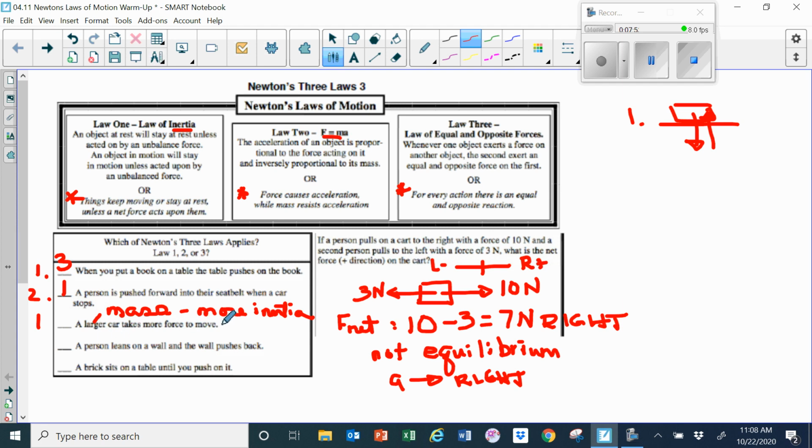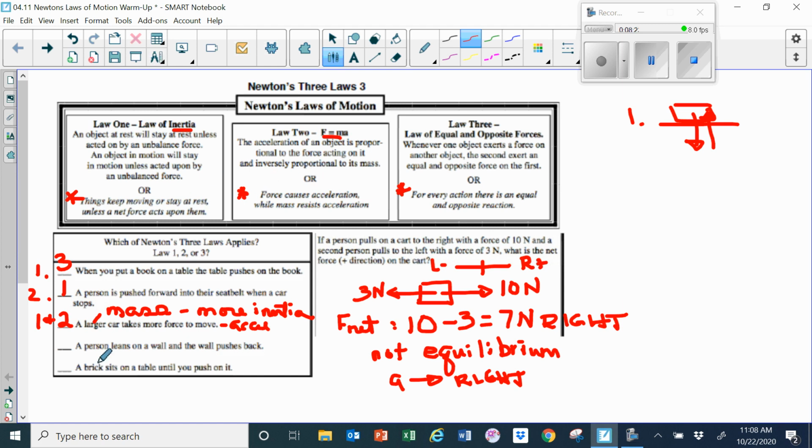Now there's another one too, and that's that a larger car takes more force to move. If you say moving is acceleration, well then a large car, a more massive car, will take a larger force to accelerate because of its large mass. So in some ways, this is also a Newton's second law problem too. If you assume the larger car is more massive and you assume it takes more force to move, that's acceleration, then you could argue it's also the second law.